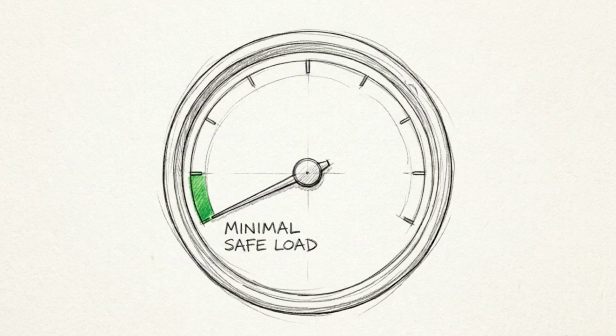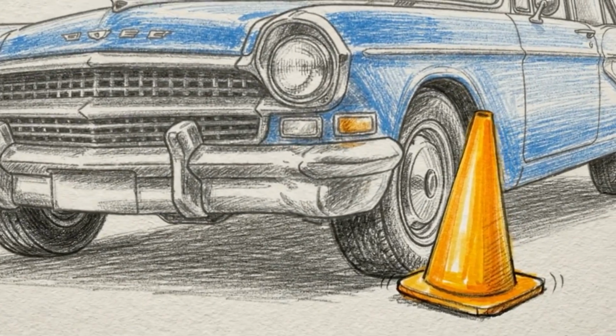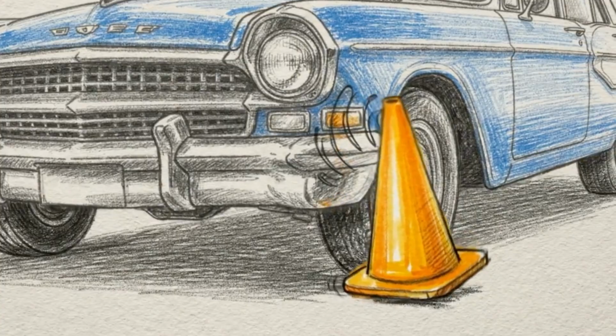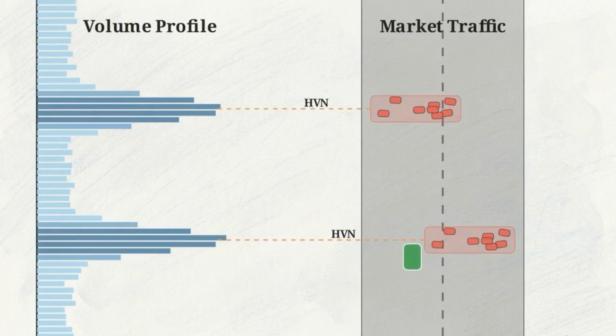The second rule is non-negotiable. Never risk more than 1 to 2% of your total account on a single trade. By keeping your risk low and using stop losses, a single wrong turn becomes a minor setback rather than a disaster. You simply stay in the game and wait for the next clear road. Using the volume profile to read market traffic allows you to navigate the market with professional precision.